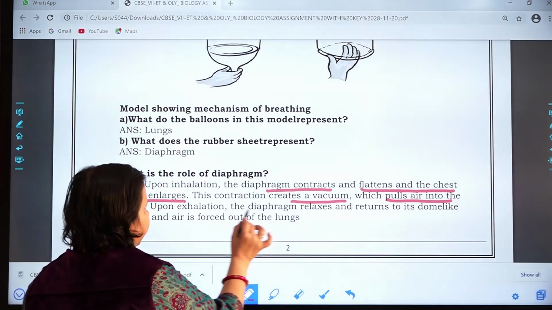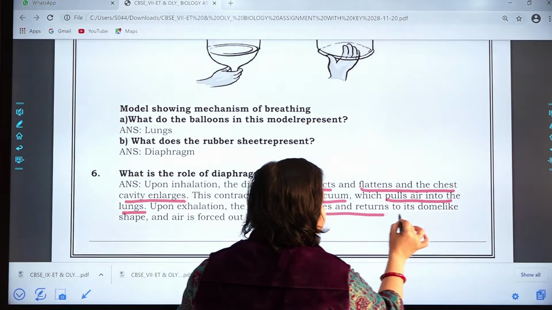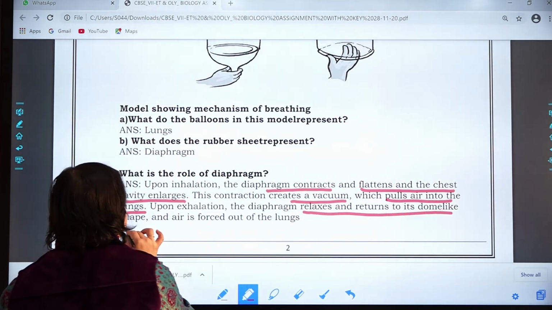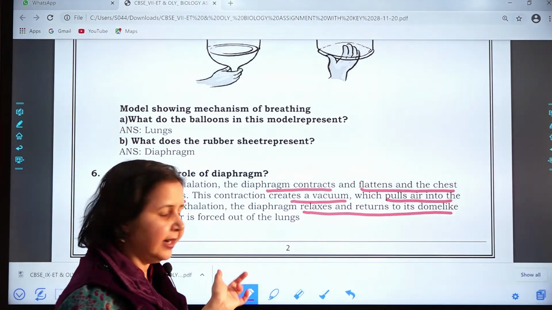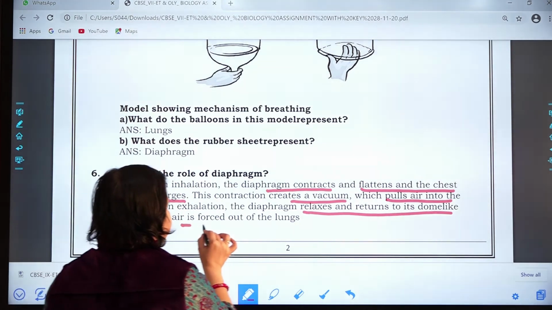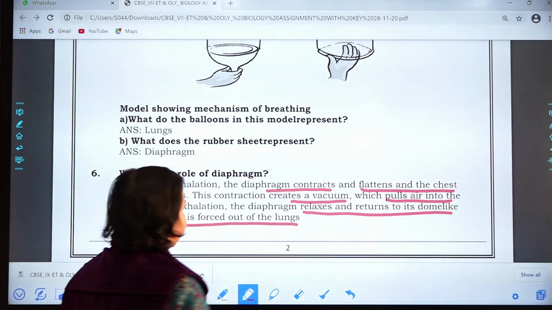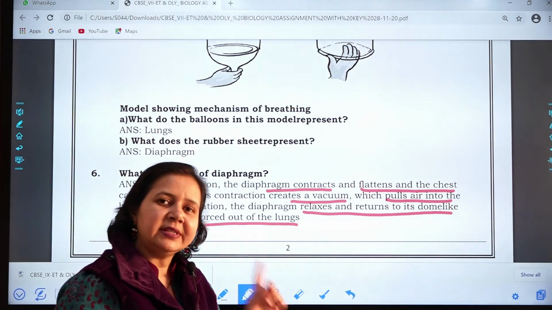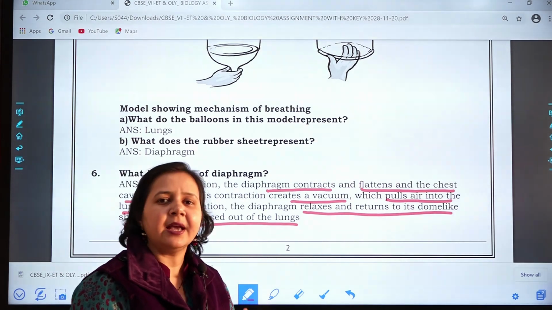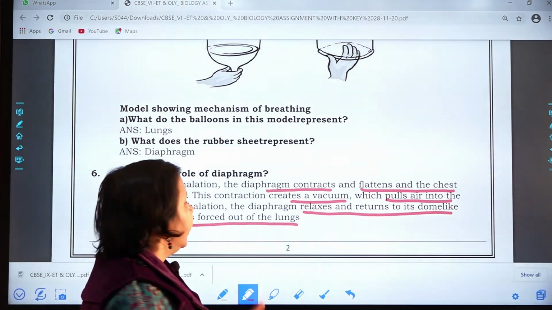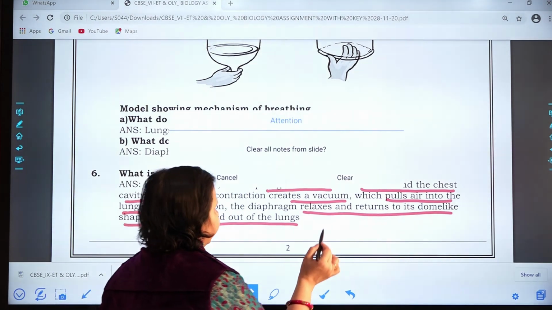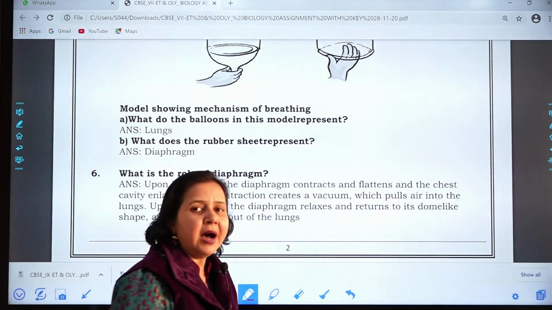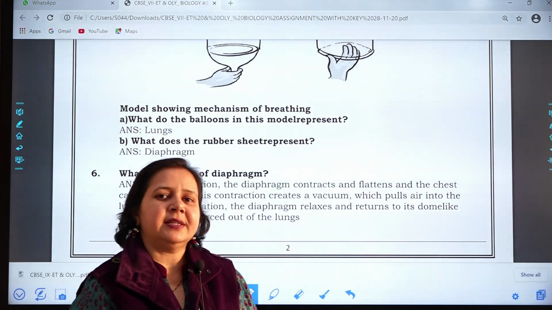Upon exhalation, the diaphragm relaxes and returns to its dome-like shape, which we have just seen in the diagram provided, and air is forced out of the lungs. So the diaphragm plays a very important role during exhalation and inhalation. It is a very important part of the respiratory system.